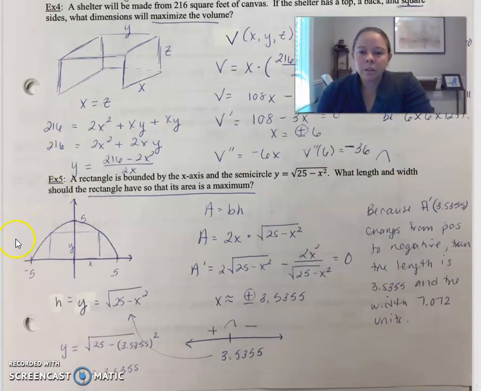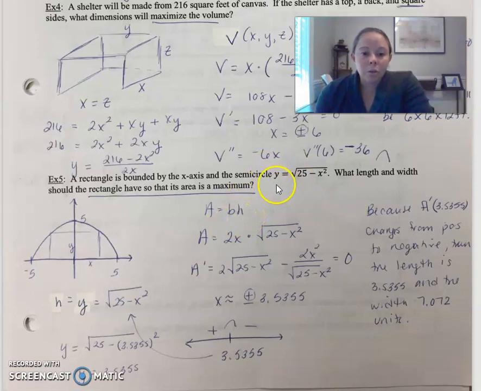A rectangle is bounded by the x-axis and a semicircle. What length and width should the rectangle have so that its area is a maximum? All right, so I graphed it so you can see the visual, and I want to know what is the biggest rectangle that can fit in that semicircle. So again, you're maximizing the rectangle's area, so that's what we're starting with. And then really technically x would be your base and y is going to be your height.